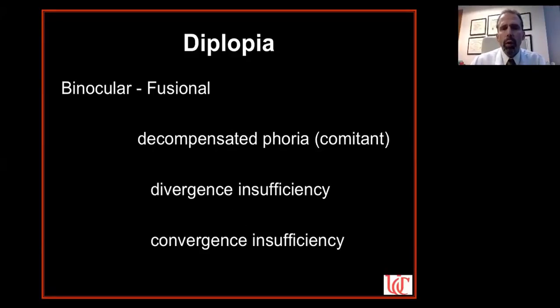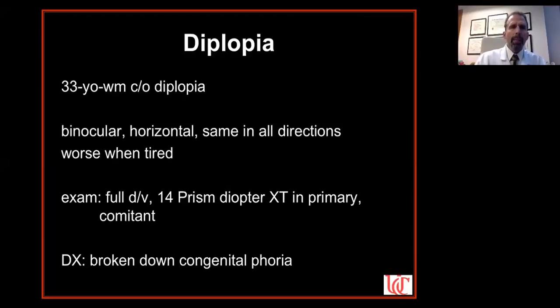So what about some of the fusional things? And I'm going to talk about some things I see fairly common. So there's the decompensated phoria, which is usually comitant, something called divergence insufficiency and convergence insufficiency. So let's just take a look at a patient.